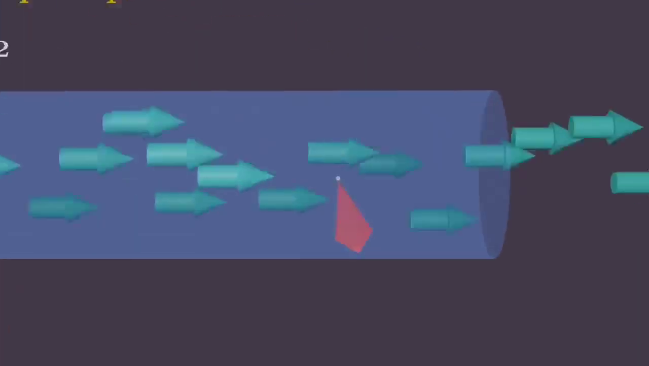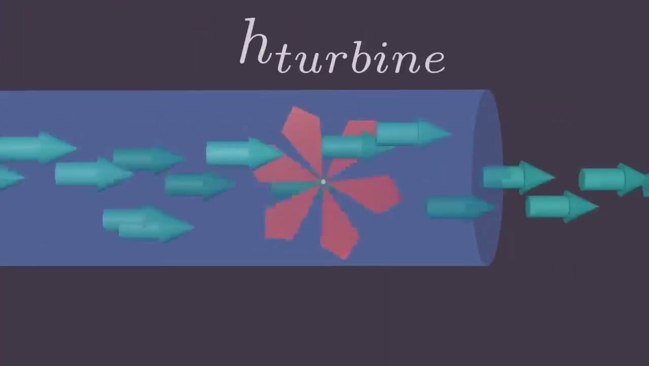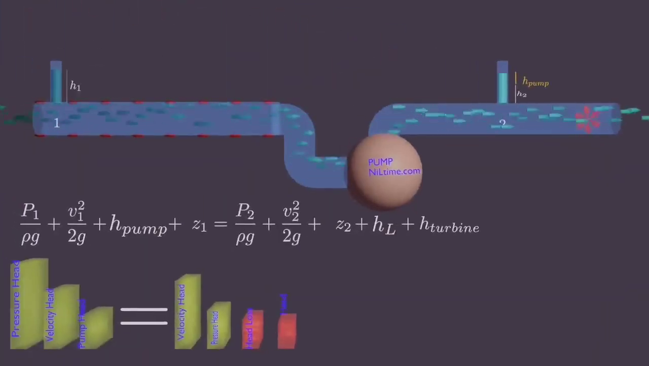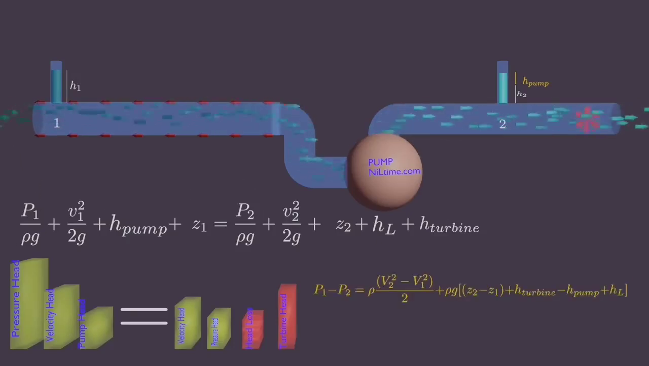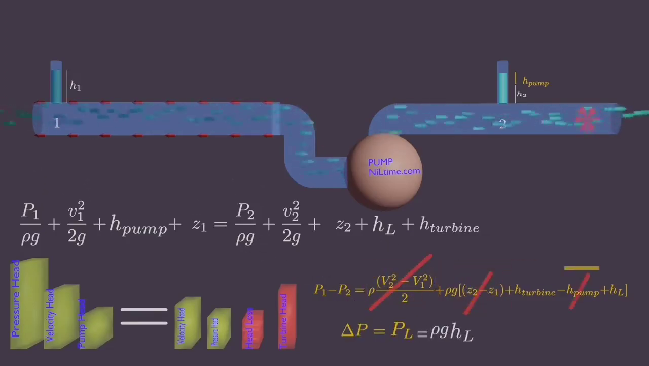Now, let's add a turbine too, and extract some of this fluid energy. The turbine drops the pressure and velocity even more. So for energy balance, if we calculate the pressure difference or pressure drop, then see how the pressure drop varies with the initial and final velocity of fluid, the change in datum height and the work done by a pump or turbine, and the pressure loss. If you look at this equation properly, pressure drop will be equal to pressure loss when the velocity and datum change is constant and there is no pump or turbine work.